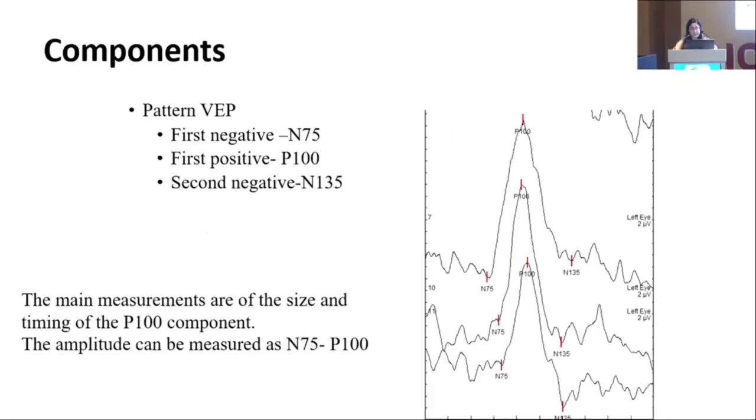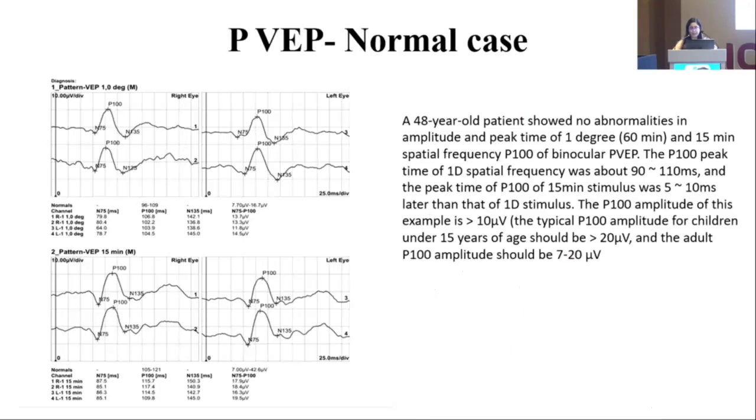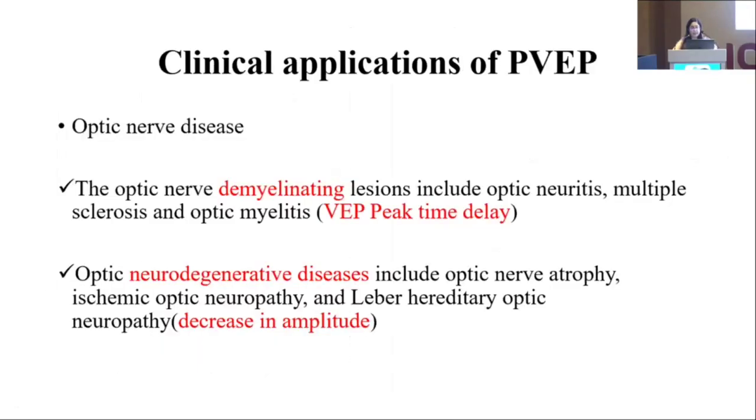Pattern VEP has a first negative waveform, which is N75, a first positive, which is P100, and a second negative, which is N135. The main measurements are the amplitude and the latency of P100. This is a normal pattern VEP printout in which the P100 amplitude is normal and there is no P100 latency. In optic nerve demyelinating diseases like optic neuritis and multiple sclerosis, there is VEP peak time delay. And in optic neurodegenerative diseases like optic nerve atrophy and ischemic optic neuropathy, there is a decrease in amplitude.